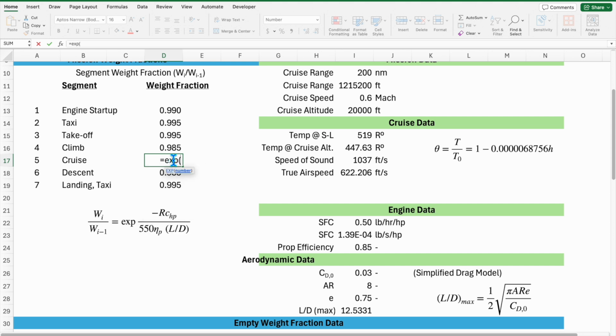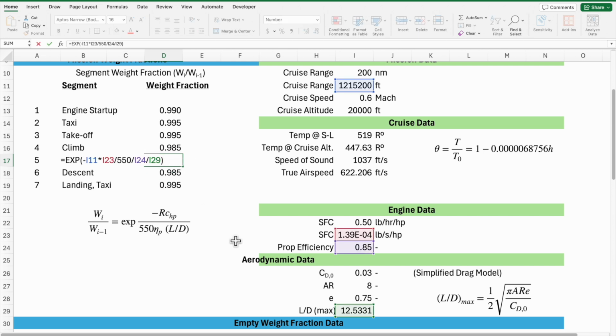It is equal to the exponential. Now here is where the units really matter, and I'll show what would happen if we use the wrong units. So our range, 1.2 million feet, times our specific fuel consumption, divided by 550, divided by our prop efficiency, and then finally divided by our lift-to-drag ratio. And we get a cruise segment of 0.972.